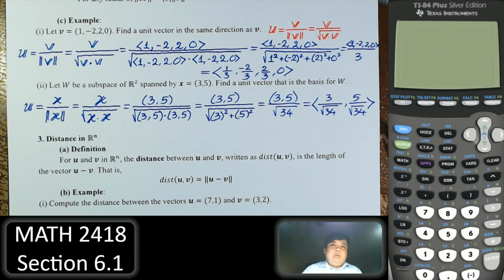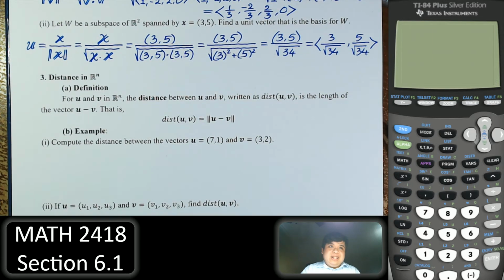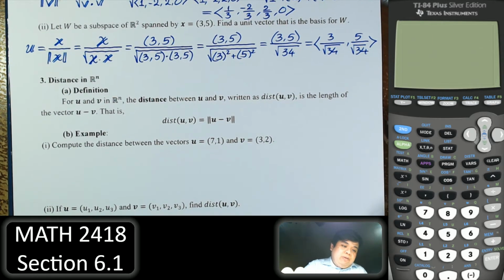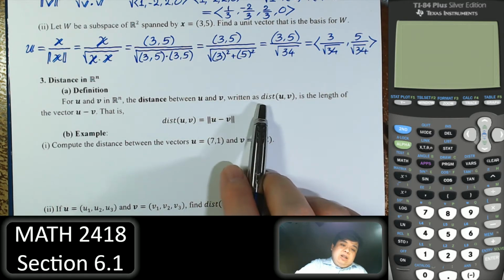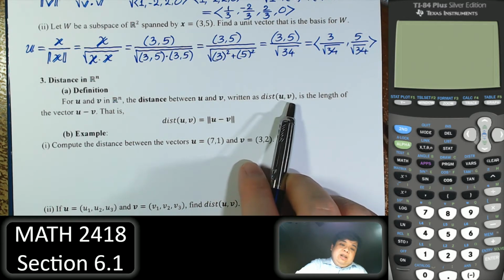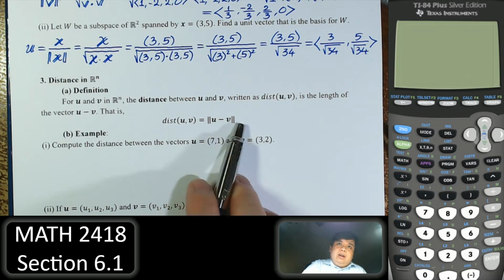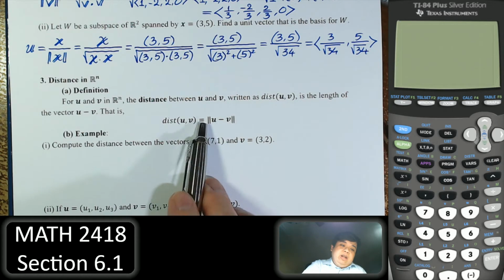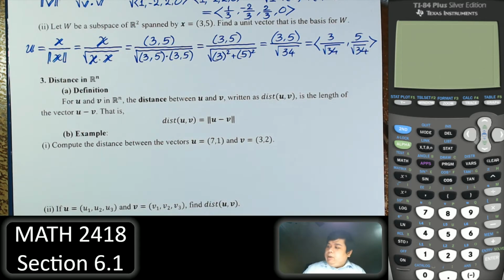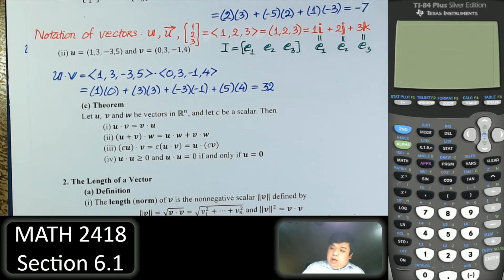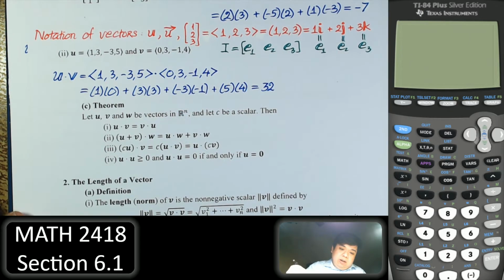Right, so what we have so far is the inner product. Now we define the length. Now we define the distance. For u and v in Rn, the distance between u and v, written as d(u, v), is the length of the vector u minus v. That is, d(u, v) is equal to the difference of u and v, and then we take the magnitude. We use the word magnitude here, but sometimes we can just use the magnitude.